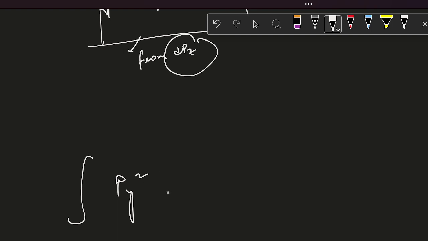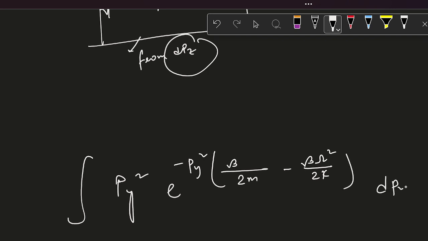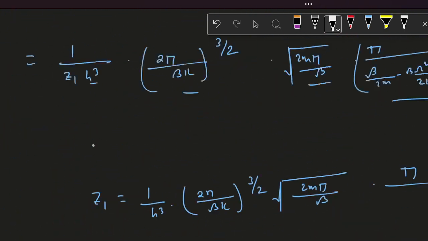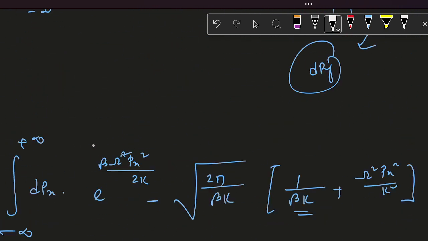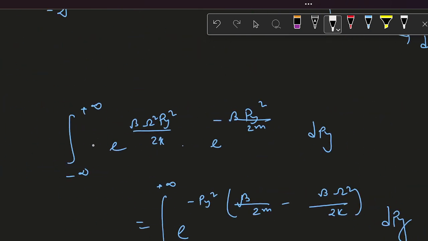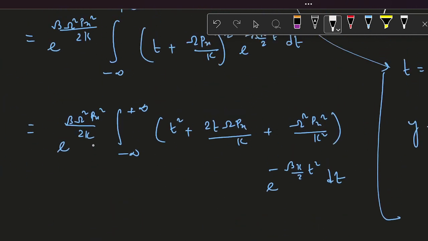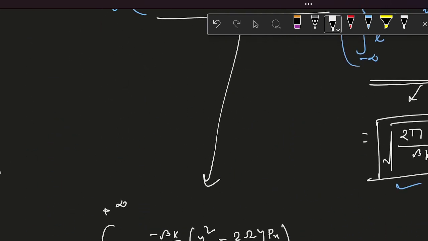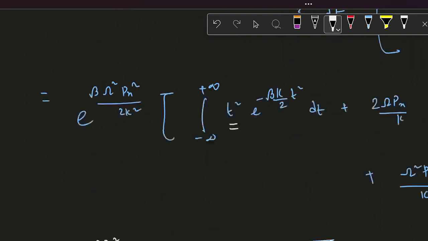So you have now py squared also. Then e to the power of minus py squared into β by twice m minus β ω squared by twice k dpy. So again you have to follow the same manner I had followed earlier for solving the y integral before. So let me go back. Yeah, so you see that this was your y integral, right? Before you had solved it, but now instead of y you just have py and nothing else changes. Everything else is the same. Okay, sorry, one other thing is different. Sorry, it is not exactly similar.